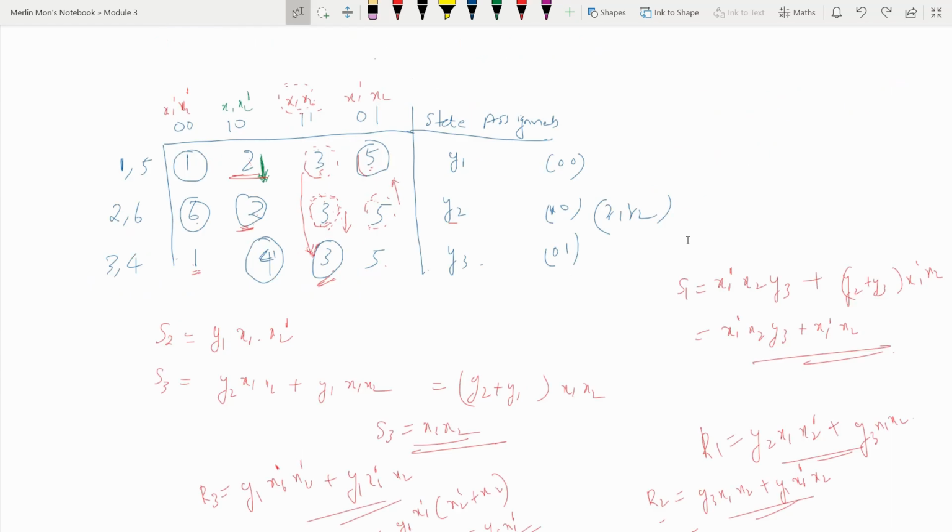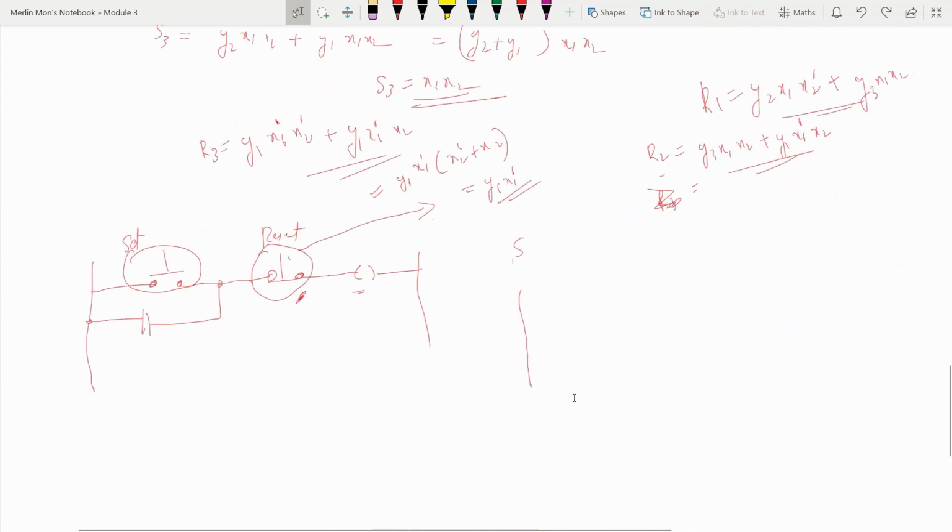S1 and S2: S2 is a bit simpler, so we will start with S2. That's better because it's simpler. So S2 is equal to the first equation. S2 was y1 into x1 into x2 complement. Now where is R2? R2 is y3 x1 x2. We simplified it, right?